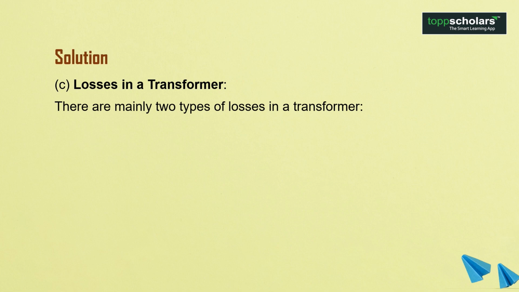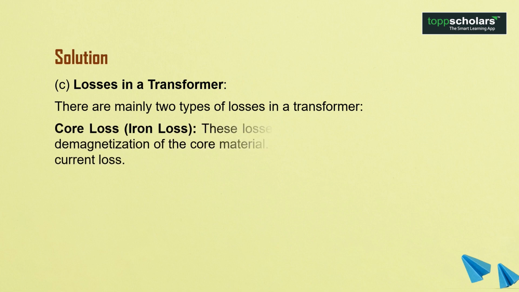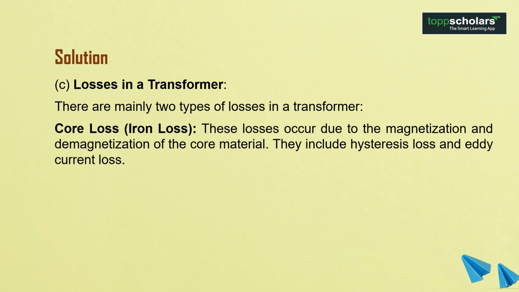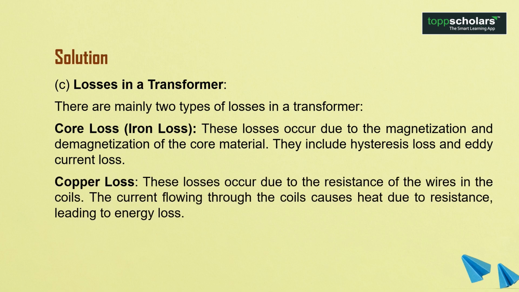Let's see the third part, that is the losses in the transformer. There are mainly 2 types of losses in a transformer. The core loss or the iron loss. These losses occur due to the magnetization and demagnetization of the core material. They include hysteresis loss and eddy current loss. Copper loss. These losses occur due to the resistance of the wires in the coils. The current flowing through the coil causes heat due to resistance, leading to energy loss.